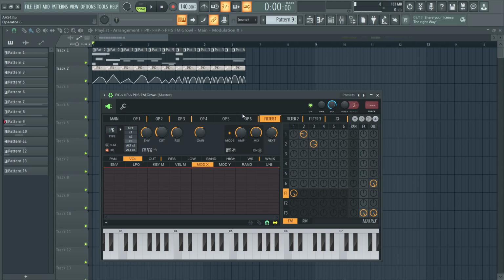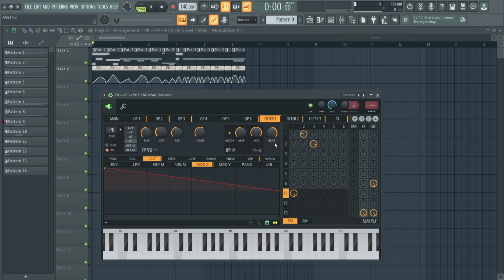So filter 1 is a peak filter, and I have high quality triple mode on. I have the cutoff at 33%, the resonance at 50%, and the gain at around 63%. And I route the cutoff to mod X, and then basically what's happening in this filter is I'm sweeping it down from some arbitrary frequency to around 300, 400, 500 hertz to build the vowel sound.